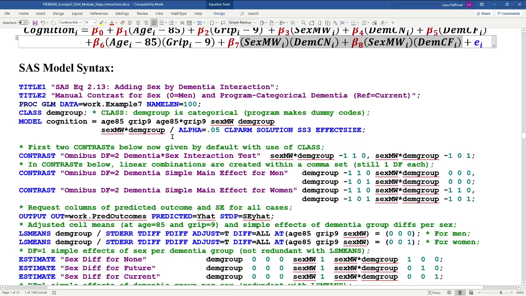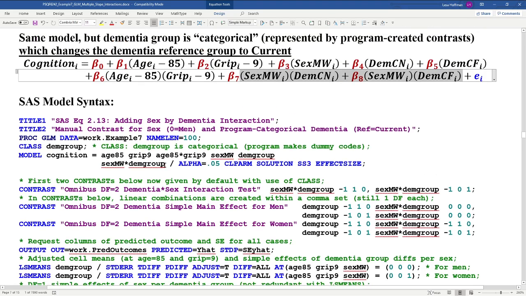In the code, the previous dem NF and dem NC variables, or what would be CN and CF in this case, have been replaced by dem group. So dem group is all you need for the main effect, and then sex by dem group is the interaction.